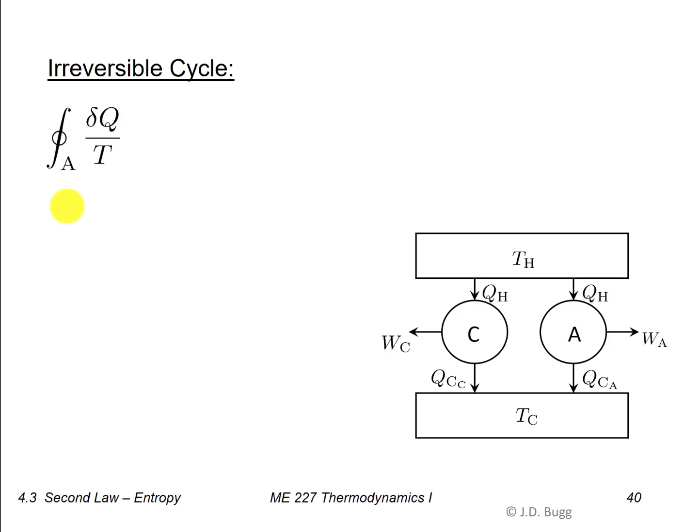Well, we haven't said anything about what the processes that cycle A is using are going to be. In order to make this description or this development a little bit simpler, what we're going to do is pick a cycle A that is really not very much different than a Carnot cycle.